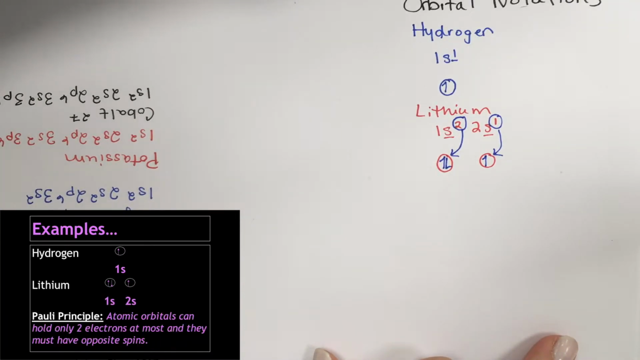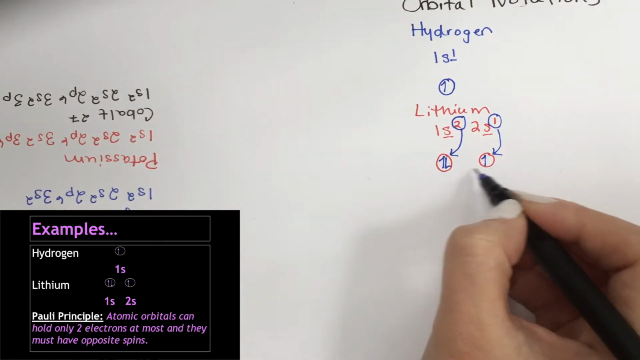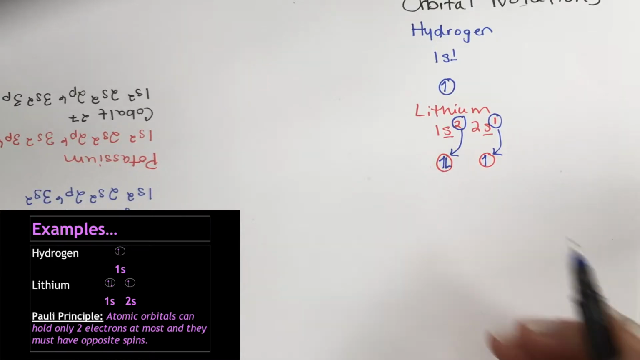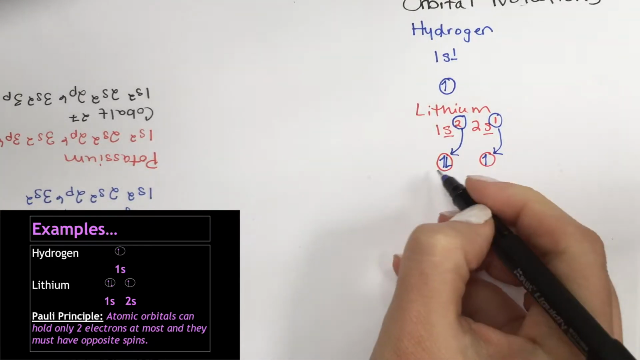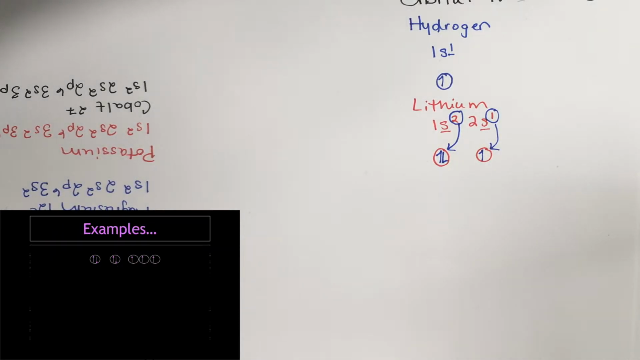So the Pauli principle just says that 2 electrons at most can fit in these circles, and they must have opposite spins. So if you ever have 2 up arrows, or 2 down arrows, you've done something wrong. You have to have 1 up and then 1 down. That's all it's saying.